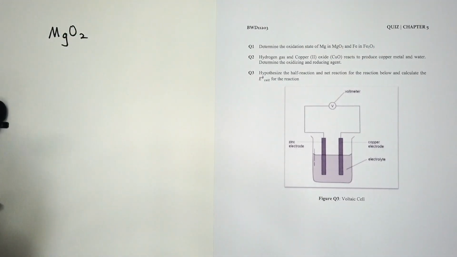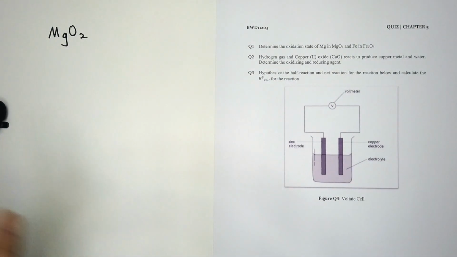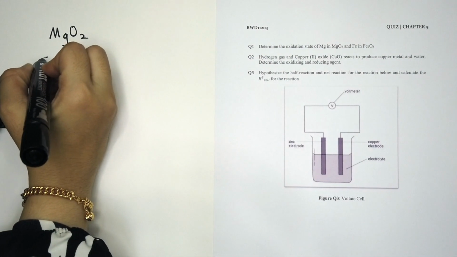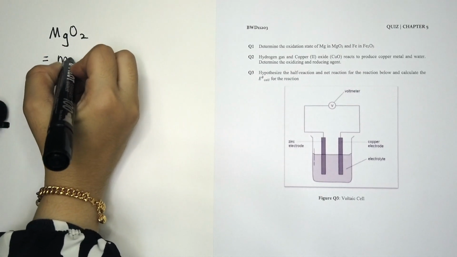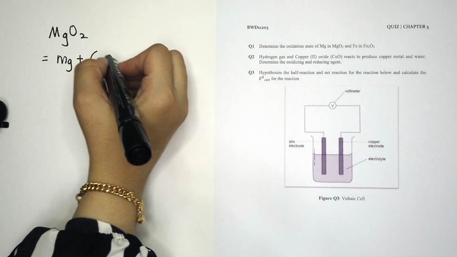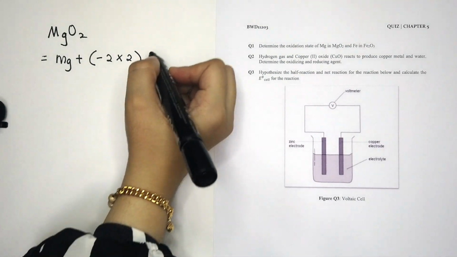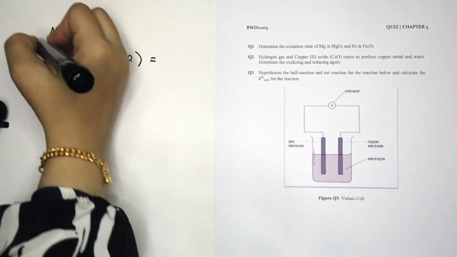Alright, so you know that oxygen has a very specific oxidation state. If it's being bonded to other elements, it means that the oxidation state shall be -2. So the magnesium oxidation state plus oxygen's -2, because you have 2 oxygen here, times 2, should be equivalent to 0.